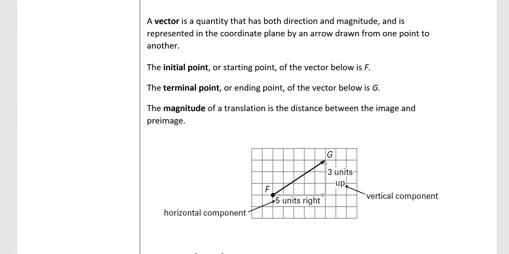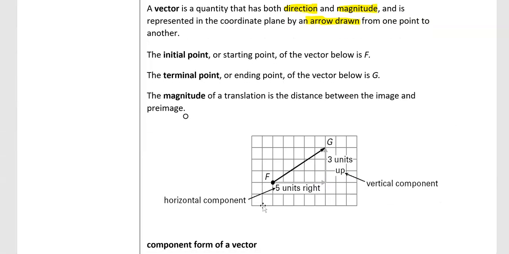So a vector is a quantity that has both direction and magnitude. So direction tells you, of course, that's pretty self-explanatory. Magnitude is more of a length. And it's represented on a coordinate plane by an arrow drawn from one point to another. So see down here, you've got point F to G. We are going from F to G. So there's only one arrowhead on it. So that's considered a vector, not necessarily a ray.